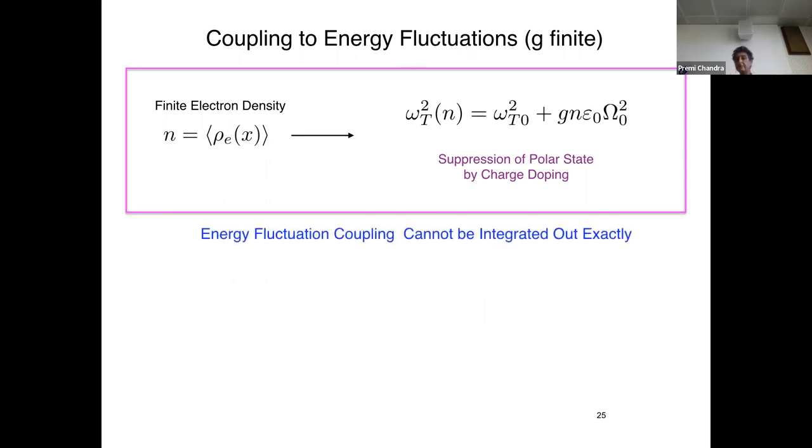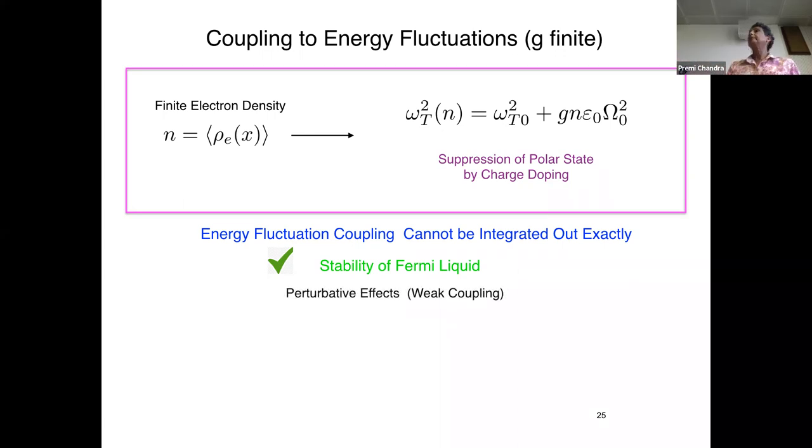Okay, so the energy fluctuation coupling cannot be integrated out exactly. And by the way, one thing we had to check is the stability of the Fermi liquid. The way that we knew about this two-phonon coupling is we actually checked it before when we were looking for non-Fermi liquid behavior. It's very stable. And that's something about strontium titanate that, as far as we can tell from quantum oscillation experiments and all that, it's a Fermi liquid.